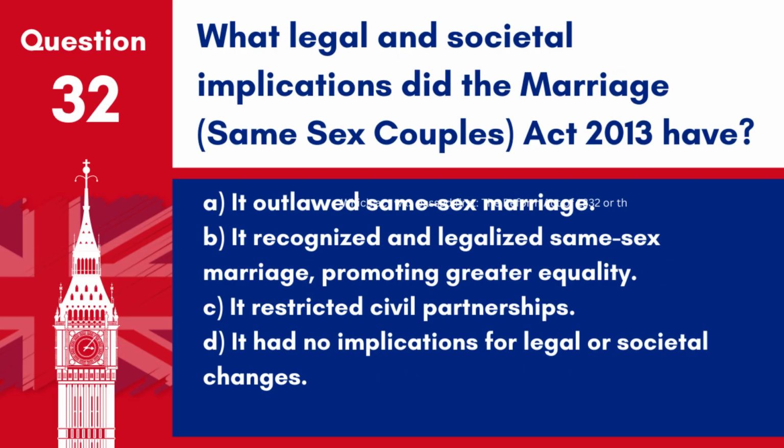Question 32. What legal and societal implications did the Marriage (Same-Sex Couples) Act 2013 have? A. It outlawed same-sex marriage. B. It recognized and legalized same-sex marriage, promoting greater equality. C. It restricted civil partnerships. D. It had no implications for legal or societal changes.